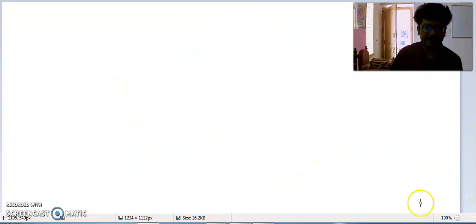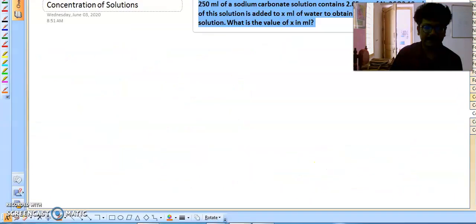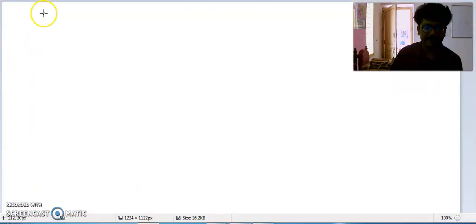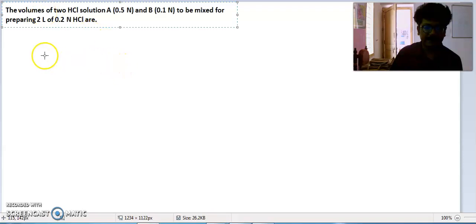Now, go for the next one. Okay, this is also a little bit tricky, not too much, a little bit. Once you practice it, you will be able to solve it on your own. Now, how to solve it? The volumes of two HCl solutions. Here also two HCl solutions are there.